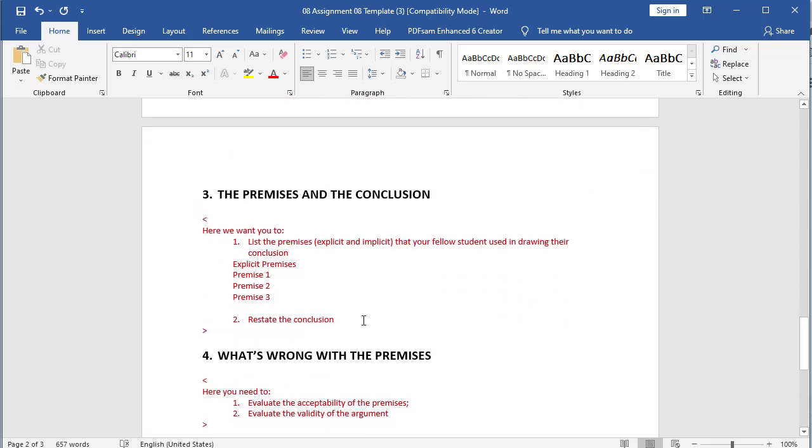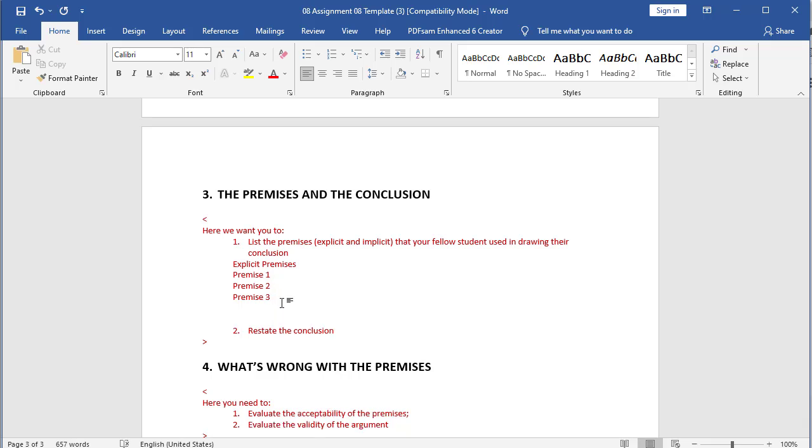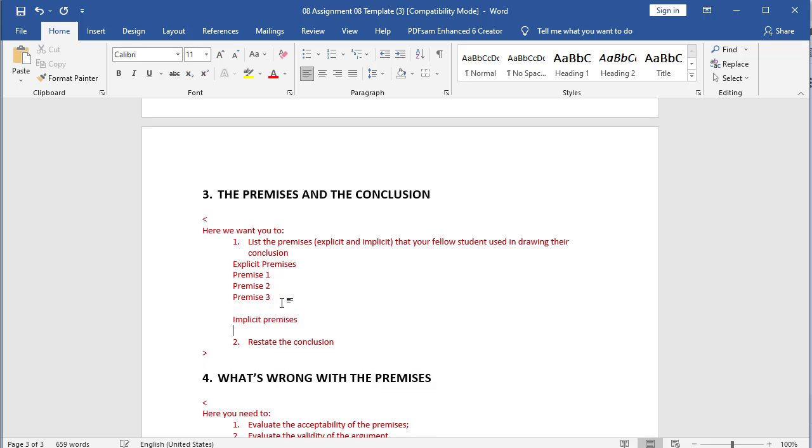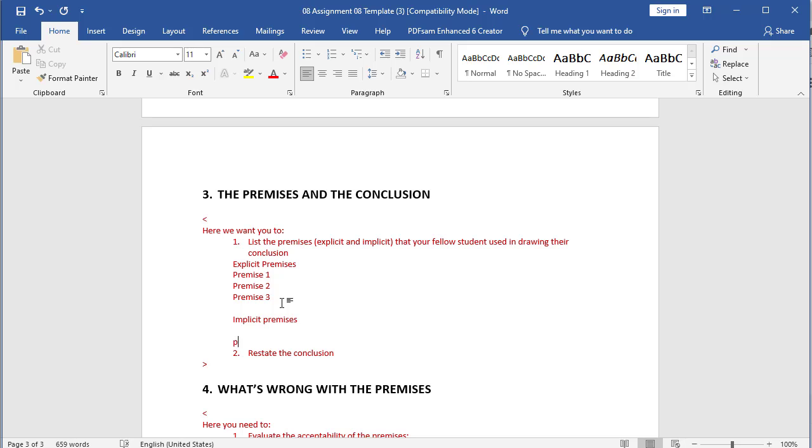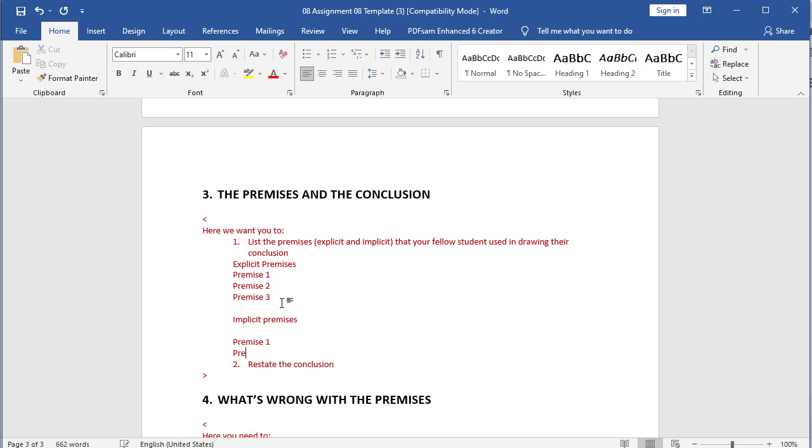So we are going to number 3. This is where it gets a little bit tricky. So I'll try to explain as much as I can. We are saying that we are supposed to take out the implicit and the explicit premises from the assignment, from the short text that you pasted there from the group discussion.